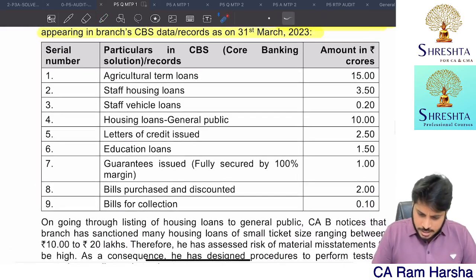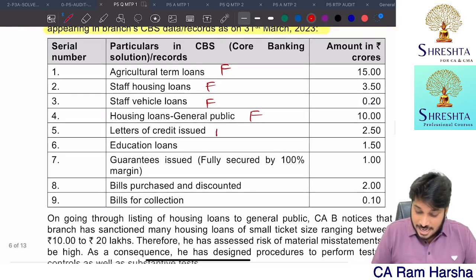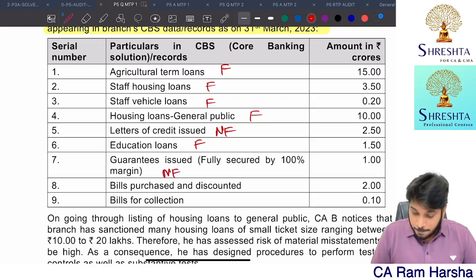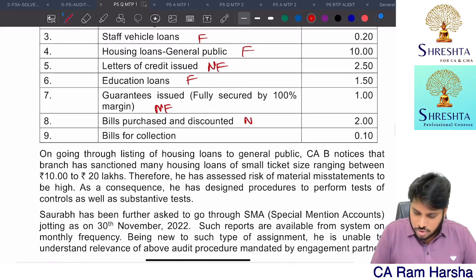Okay, so let us see. Agricultural term loans, funded. Staff housing loan, funded. Vehicle loan, funded. Housing loan general public, funded. Letter of credit issued, non-funded. Education loan is funded. Guarantees issued, not funded. Bills purchased and discounted means obviously money will go, funded. Bills for collection, it's actually non-funded.